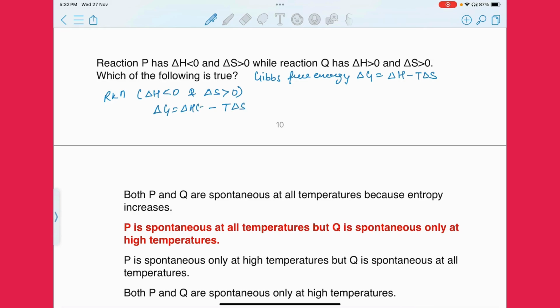Here delta H will be a negative term, delta S will be a positive term, so delta G will come out negative. Thus it will be spontaneous at every temperature, because at any temperature the addition of those two negative values will be negative. So P is a spontaneous reaction.